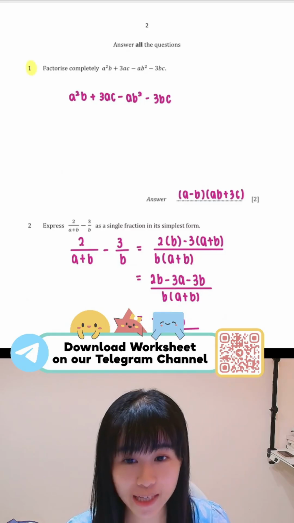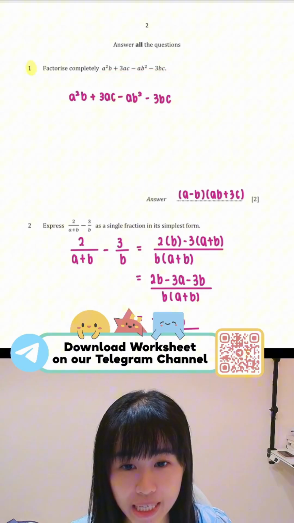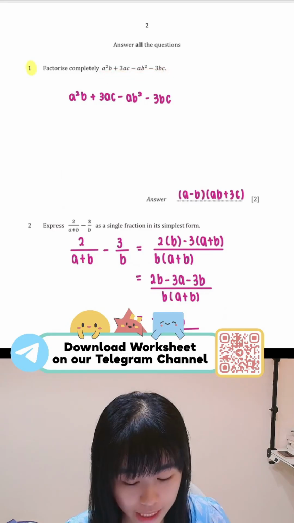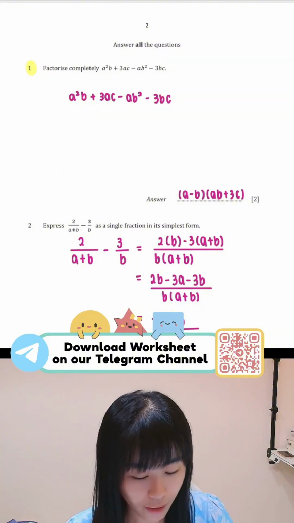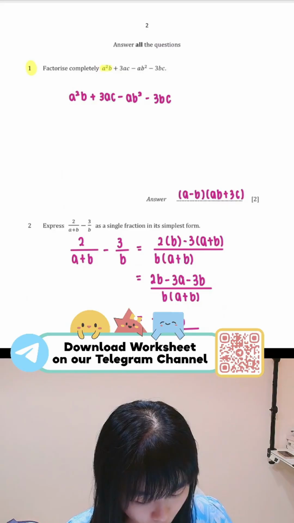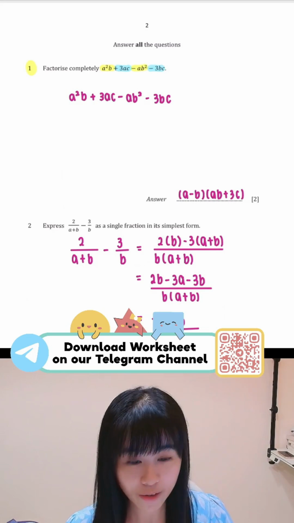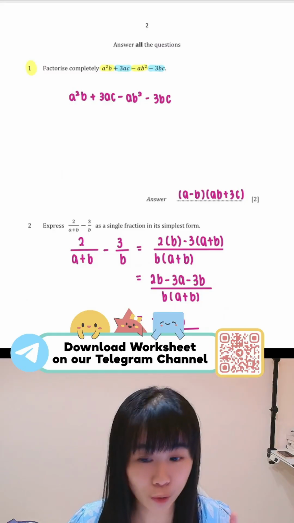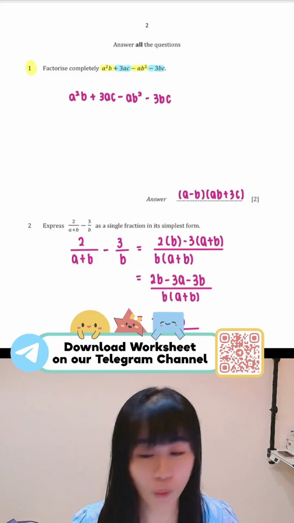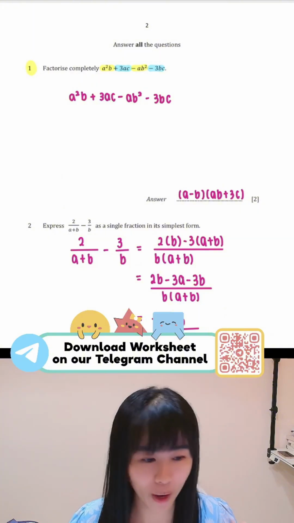So this question, they ask you to factorize completely a square b plus 3ac minus ab square minus 3bc. So how do you know how to factorize? First you need to take note how many terms there are. Over here, you have 1 term, 2 terms, 3 terms, 4 terms. If it's 4 terms, you need to factorize 2 by 2. If 2 by 2 doesn't work, then you will factorize 3 by 1. So 4 terms only have 2 ways, 2 by 2 or 3 by 1.